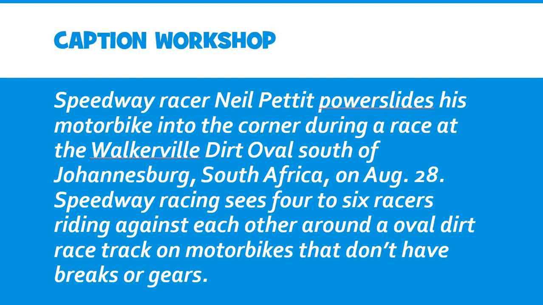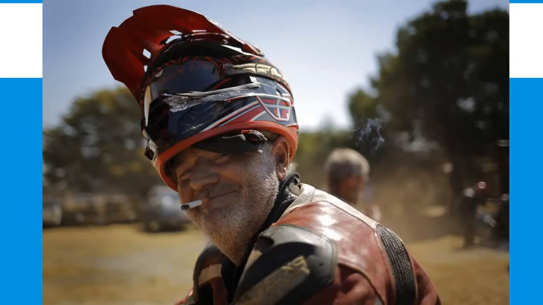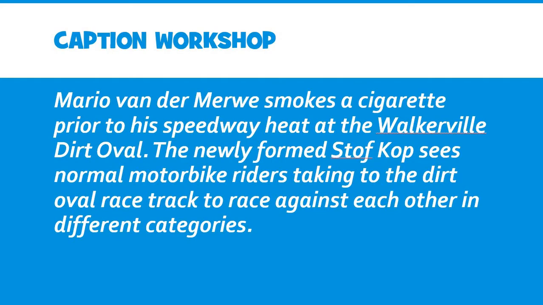All right, let's look at some more examples from this same photo story. Here's a guy hanging out. He's got his helmet on his head, smoking a cigarette. The caption, "Mario van der Merwe smokes a cigarette prior to his speedway heat at the Walkerville Dirt Oval." That is exactly what is going on in the photograph. Second sentence, "The newly formed Staff Cop sees normal motorbike racers taking to the dirt oval racetrack to race against each other in different categories." A little piece of information, a little piece of context I would not otherwise know.